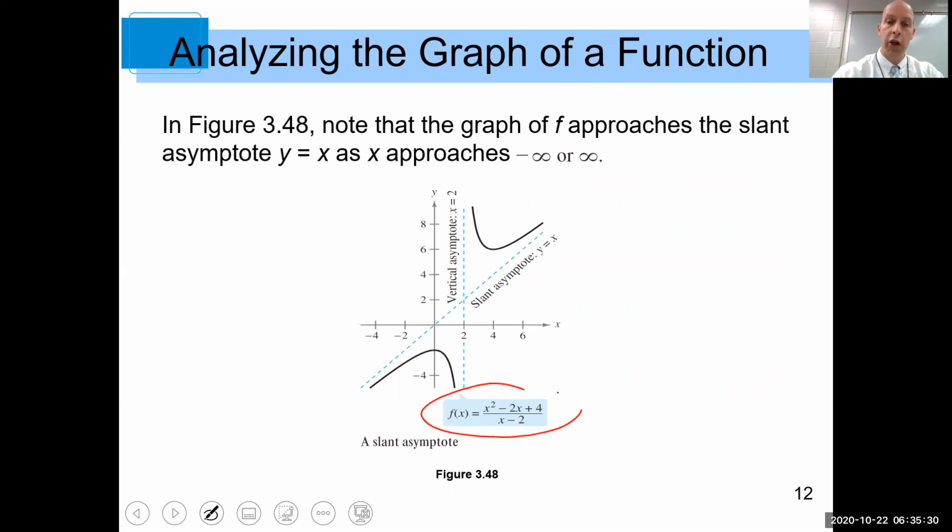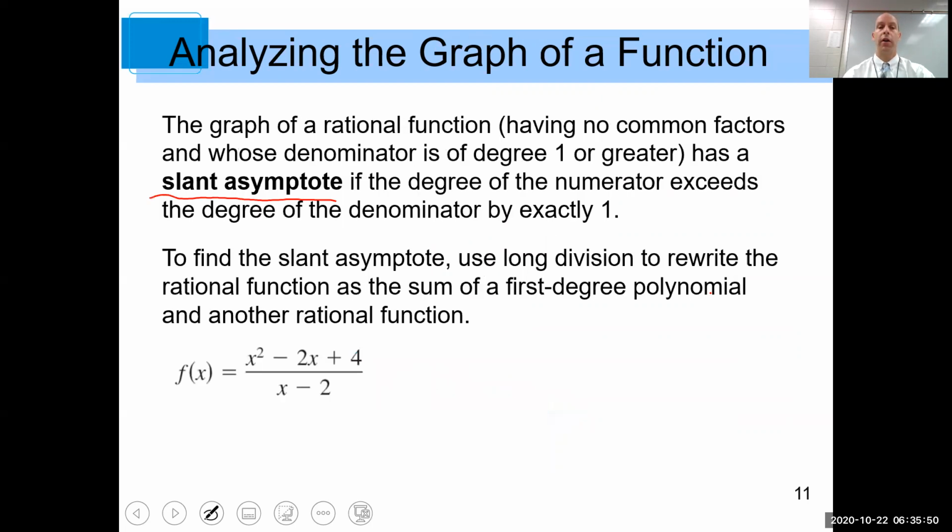So this is our function here. This is a slant asymptote, and this particular slant asymptote has the equation y equals x. So I just want to show you how to find a slant asymptote without being told what it is. We already know how to find the horizontal asymptotes and vertical asymptotes through calculus. Now I want to show you how to do it. So here's the same function, and I want to find the slant asymptote. And so here's what you do, and it's written right here. You're going to use long division, okay?